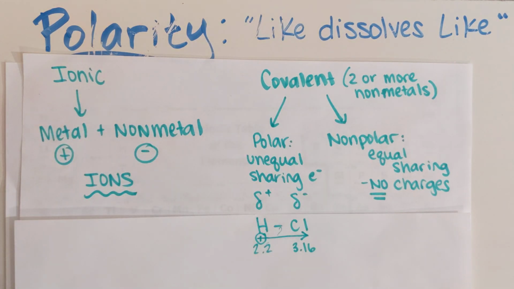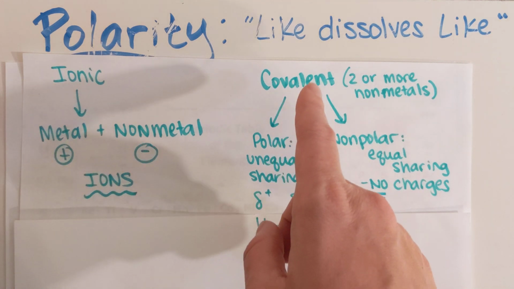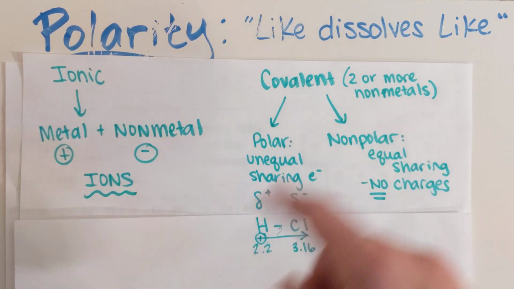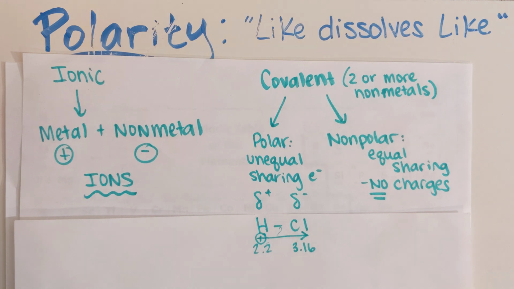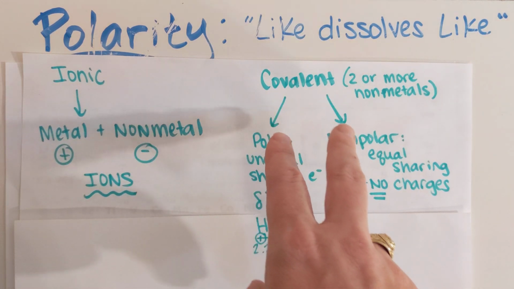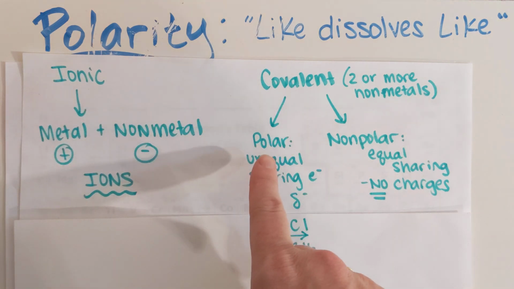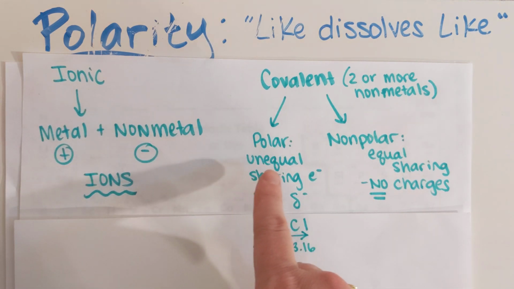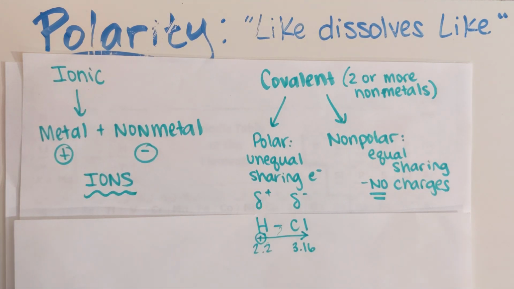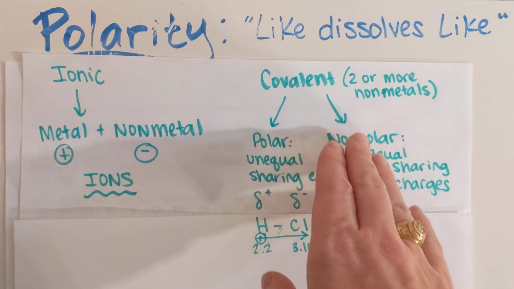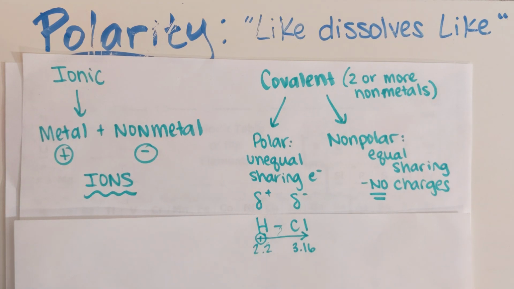We also have covalent compounds. So the covalent compounds only involve nonmetals. There's no metals here. And they share the electrons. Now there's actually two different kinds of covalent compounds. There's polar covalent compounds, which involves an unequal sharing of the electrons. One of them kind of hogs the electrons more than the other. And then there's non-polar covalent, in which there's perfectly equal sharing.